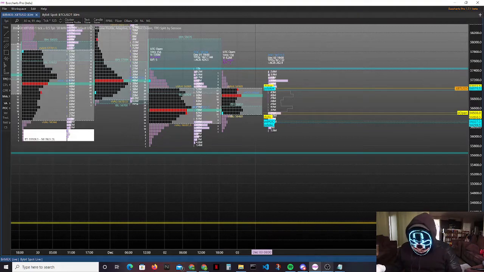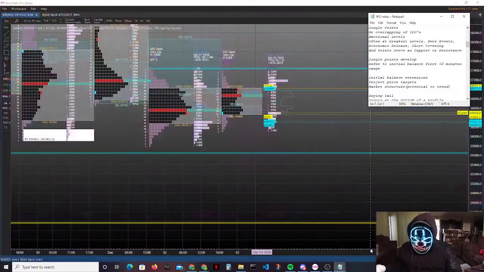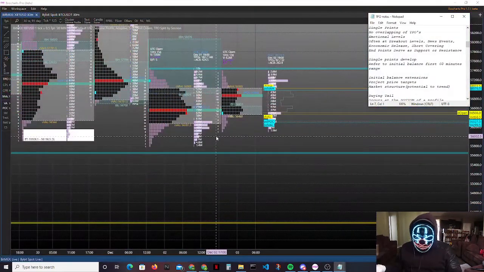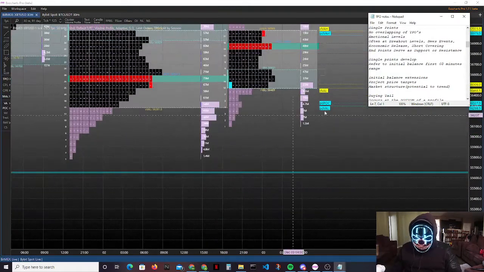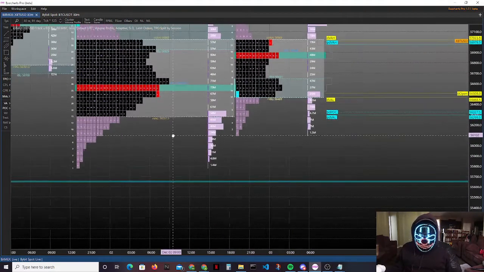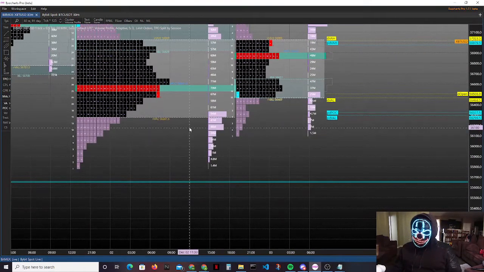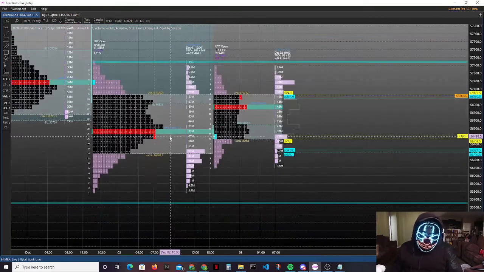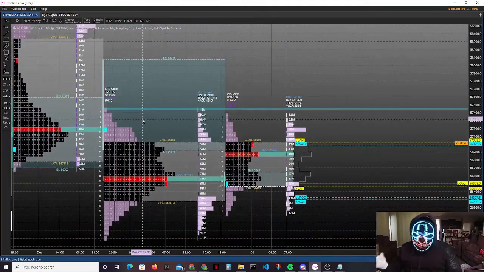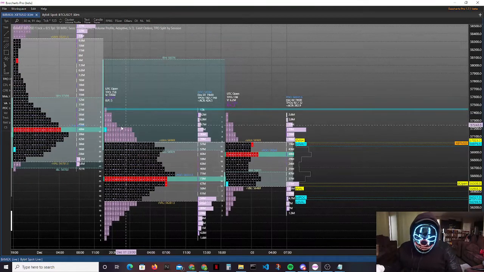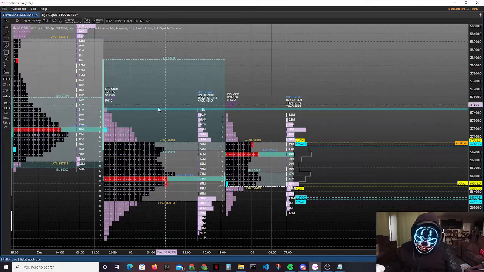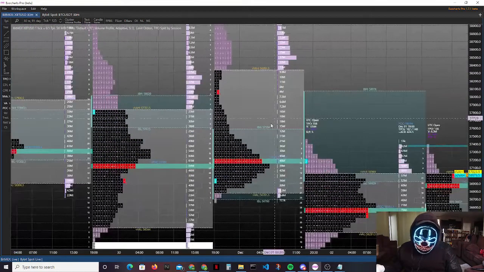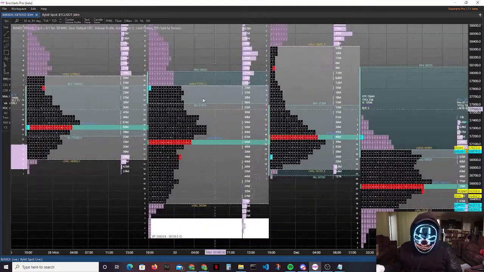And what is the initial balance? Market open, first 2 hours. That's all it is. In the first hour, it's literally what price did. Like, this is my initial balance for the previous day. This is the initial balance for that day. This is the initial balance.